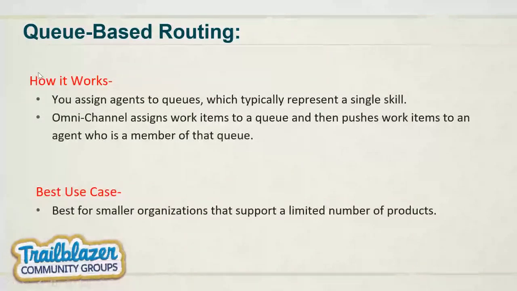So as I said, what does queue-based routing do? It basically assigns agents to queues. We will have a queue in which all the agents will be there, which typically represents a single skill. There should be only one skill in queue-based routing, but in skill-based routing, there can be n number of skills. Omnichannel assigns work items to this queue that we made, which has agents, and then pushes work items to an agent who is a member of that queue. The best use case for queue-based routing is smaller organizations that support a limited number of products. That means a single skill.